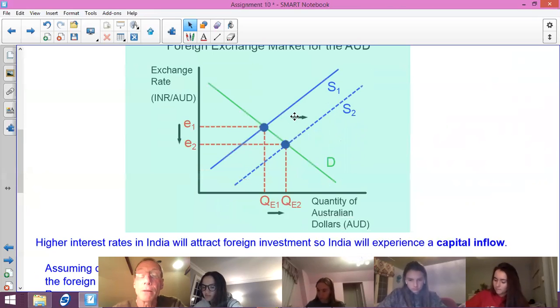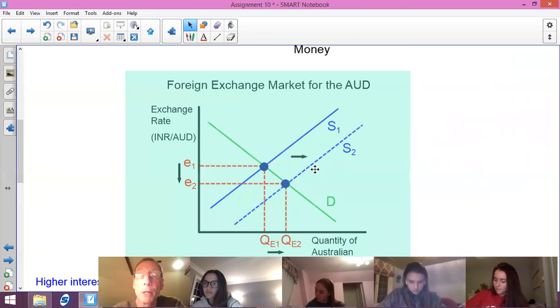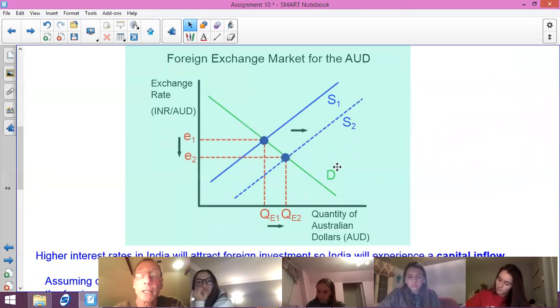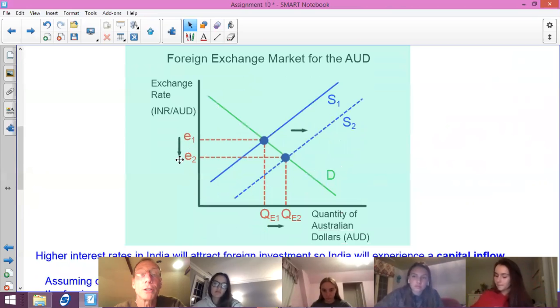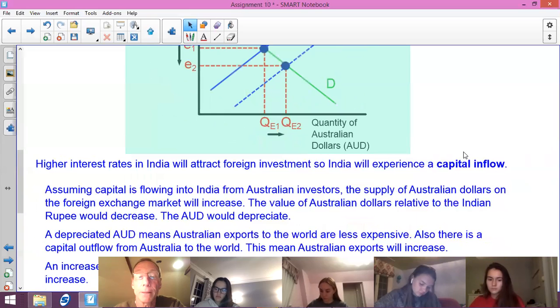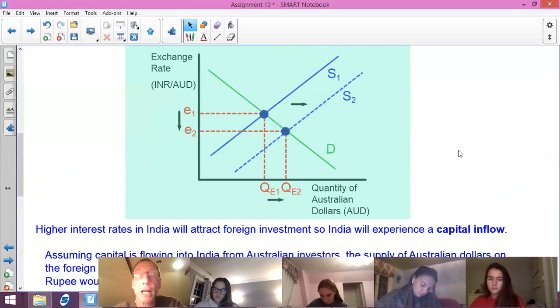So the supply of dollars on that exchange is going to go up, which, if you draw the graph correctly, tells you that the value of the Australian dollar relative to the Indian rupee is going to go down, okay? Because as more and more dollars are supplied, it drives the price down. So it means that fewer rupees will buy the same dollar, right?